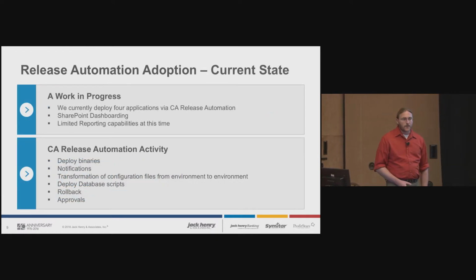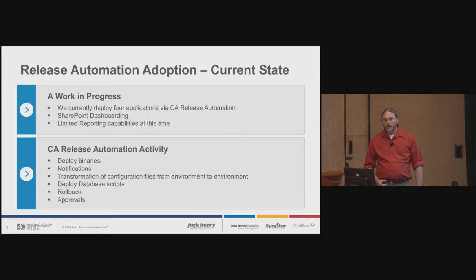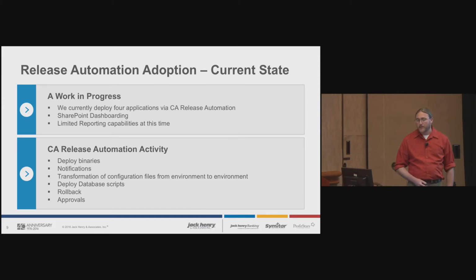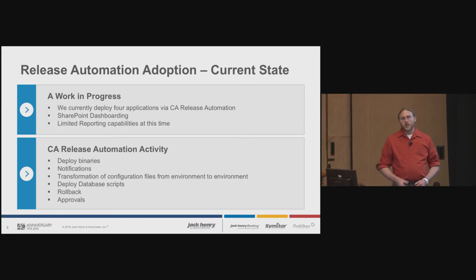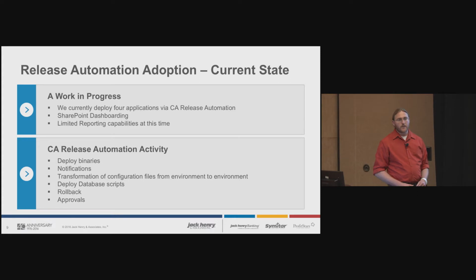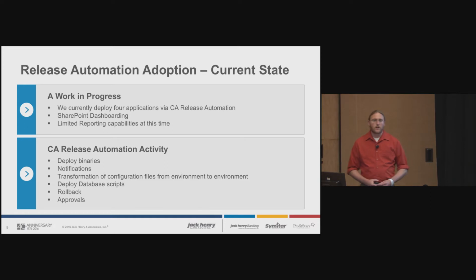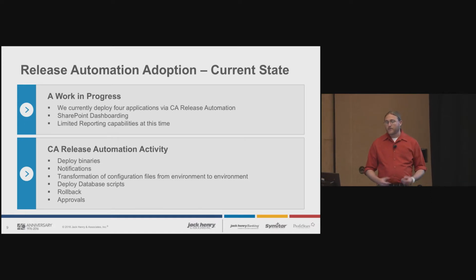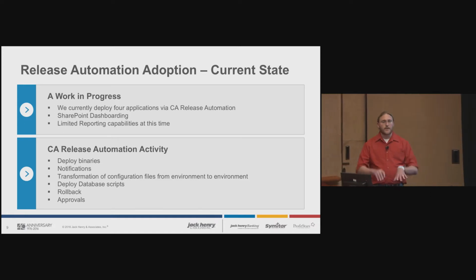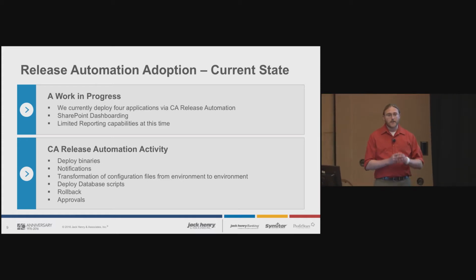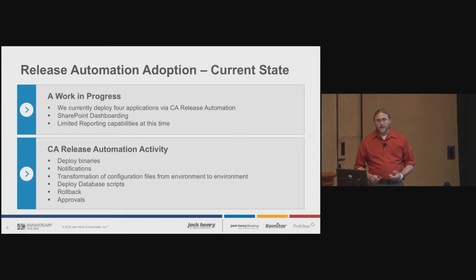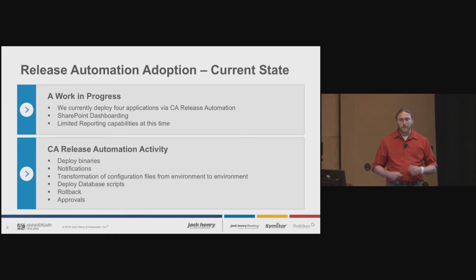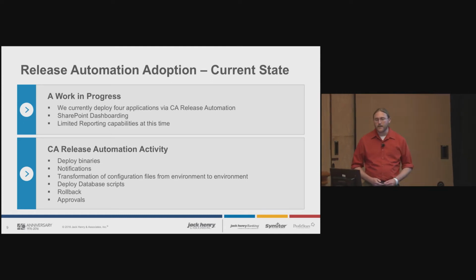Currently, it is a work in progress for us. Of those dozens of applications, we deploy 4 of them through release automation. We do some light SharePoint dashboarding, where we update SharePoint sites with information that management and other organizations within the company can view, to see the current releases and current environments of applications. We use limited reporting capabilities at this time. Release automation has a plethora of reporting information available within it. We just scratch the surface, and that's something we'd really like to leverage going forward. We look to expand on that significantly in the near future.